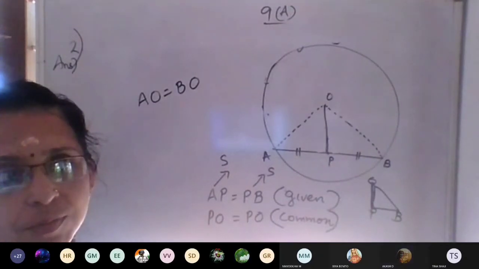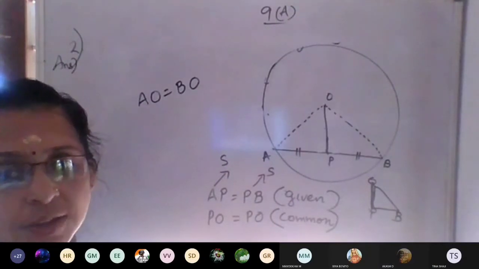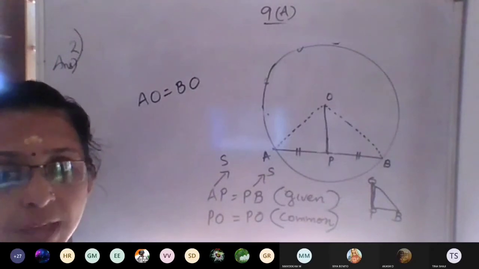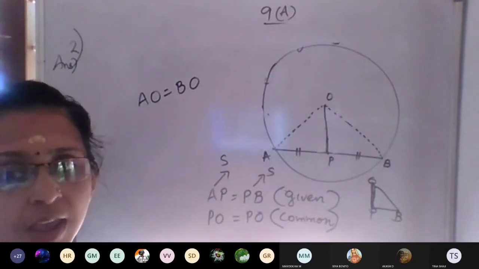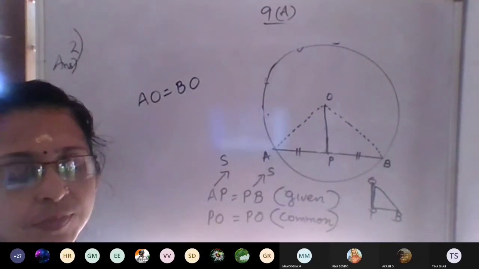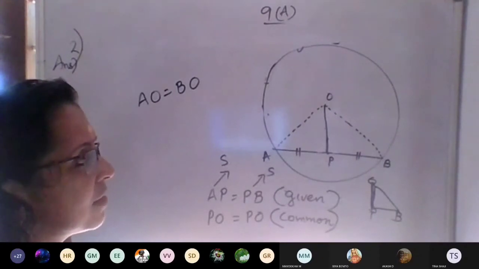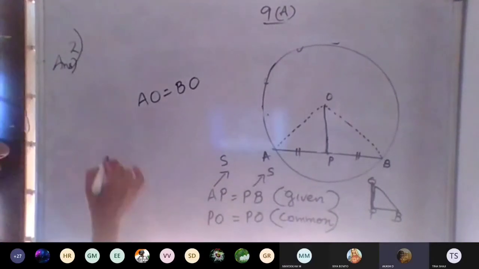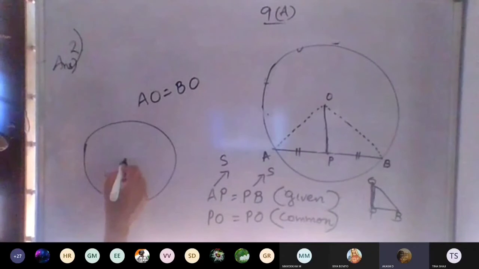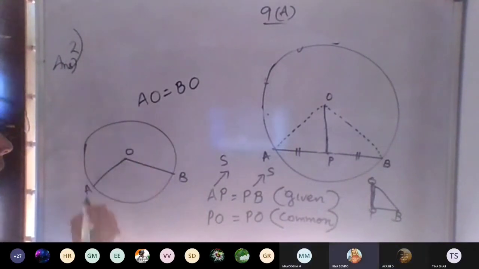AO is equal to BO. Given O is the center of the circle. So from that point we can say AO and BO are... just think about the circle, leave the sides and all. Don't think about AO being equivalent. O is the center of the circle. Just think about OA and OB only. Don't bother about the remaining lines.